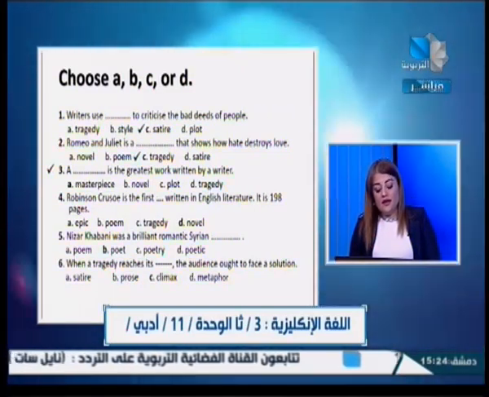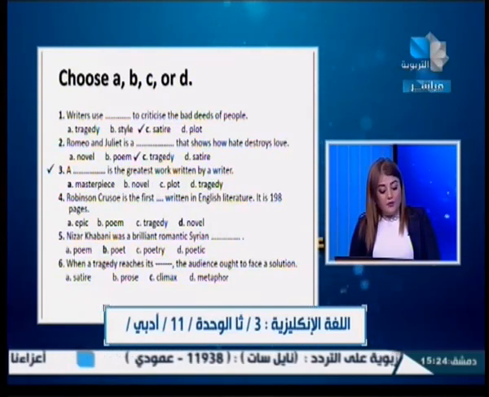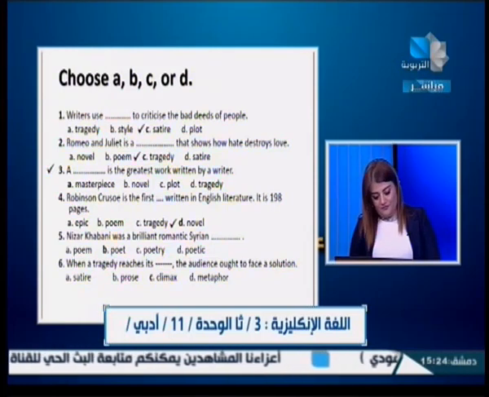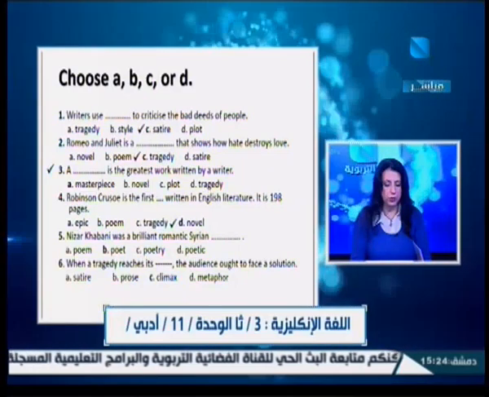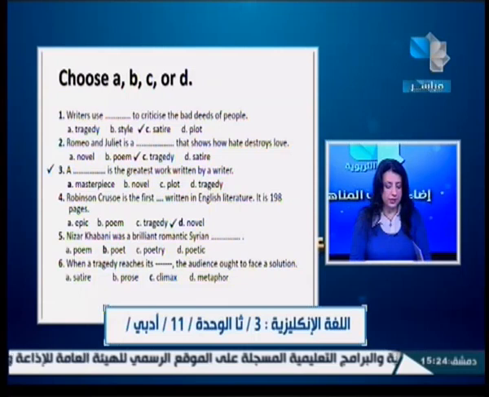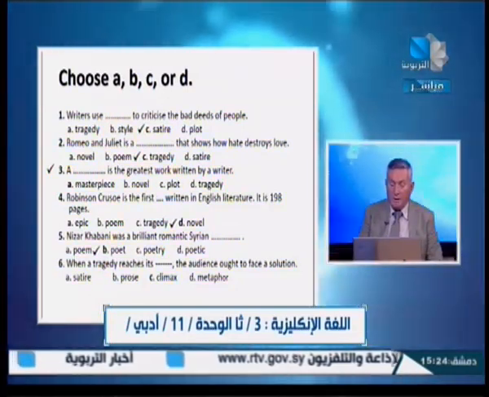It's 198 pages. A, epic, B, poem, C, tragedy, D, novel. Of course, it's a novel. Number 5, Nizar Qabbani was a brilliant romantic Syrian blank. A, poem, B, poet, C, poetry, or D, poetic. Well, he was a famous poet. Nizar Qabbani was a famous poet.